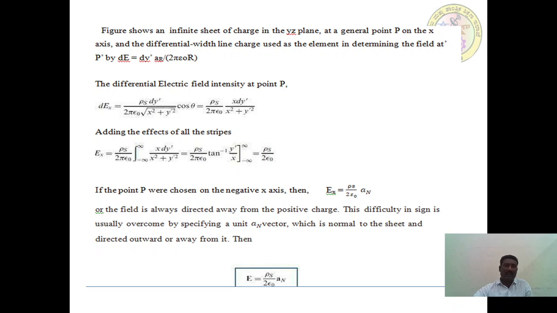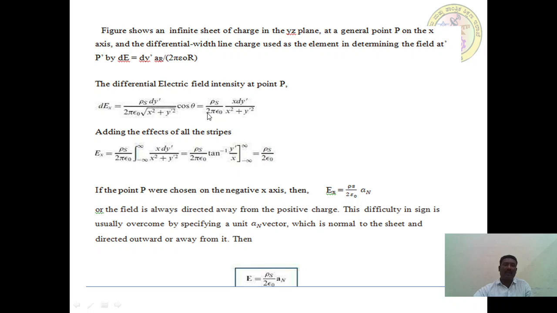From this you can consider, but we are talking about a sheet of charge. The differential electric field intensity at a point P is nothing but dEx equal to rho s into dy dash divided by 2 pi epsilon naught into capital R, where capital R is nothing but the square root of x square plus y dash square, into cos theta. Then simplify this.